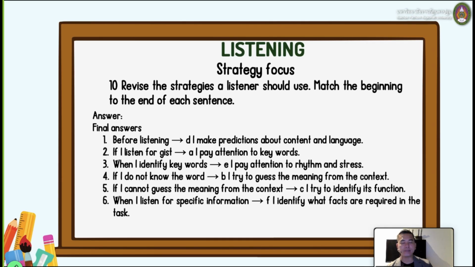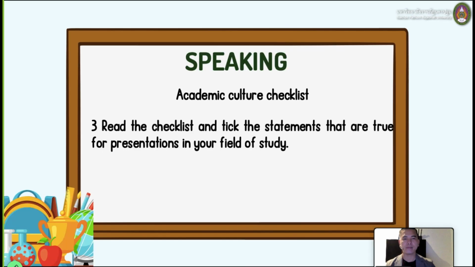When you listen to something, you have to get... could be production. It's useful. Keywords is also useful. Rhythm and stress is also useful. Guess the meaning from the context, the whole context. Especially this is useful when you are having an answer and response listening test. Try to identify the function and identify what facts are required in the task. So usually in listening, the application is the context and the content, or rhythm and stress.